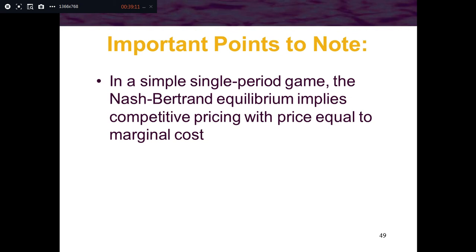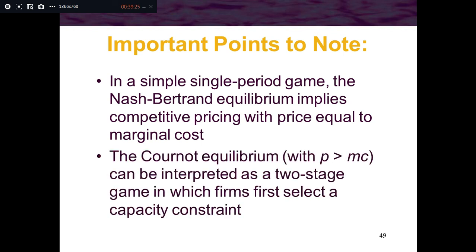In a simple single-period game, the Nash-Bertrand equilibrium implies competitive pricing, with price equal to marginal cost. The Cournot equilibrium, with price greater than marginal cost, can be interpreted as a two-stage game in which firms first select a capacity constraint and then price. That is why it is called a two-stage game.